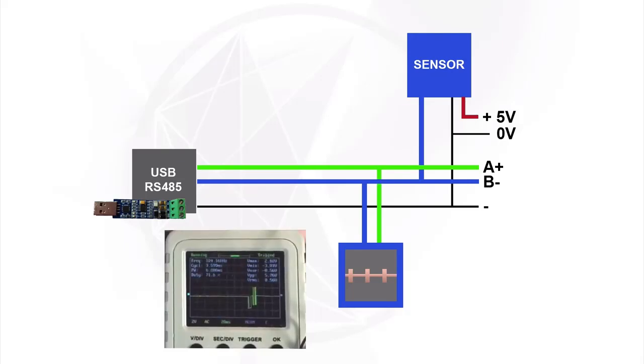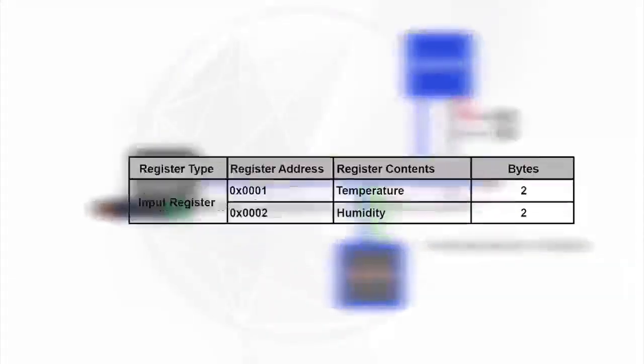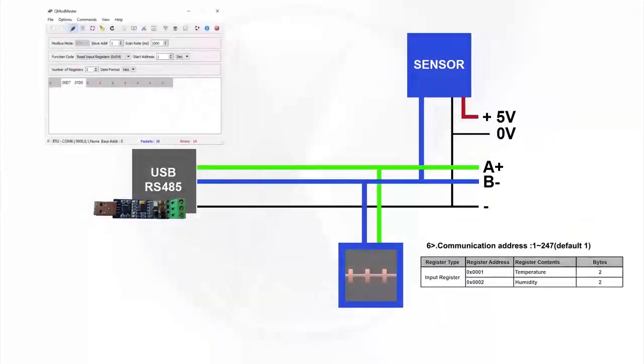The documentation gives us the device address, here one. We also have the registers used, 1 for temperature and 2 for humidity, on 2 bytes, which is the length of a Modbus register. From the PC application, we request to read 2 registers starting from 1. So we'll have in the response the temperature value and humidity value.